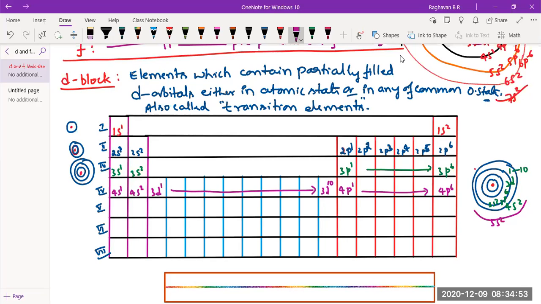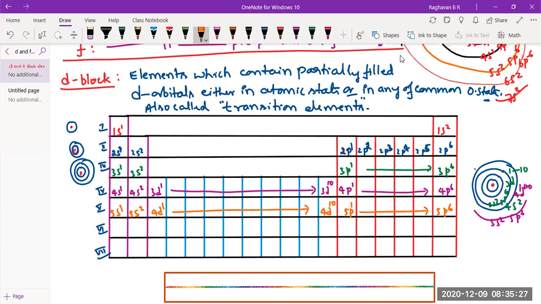Then 4d1 to 10. This is 4d1 to 10. Then comes 5p6, something like that, right? So when I say that, I'll take this. So this is 5s1, 5s2. Then here 4d1 to 4d10. And here 5p1 to 5p6, like that. Then how about the sixth period?